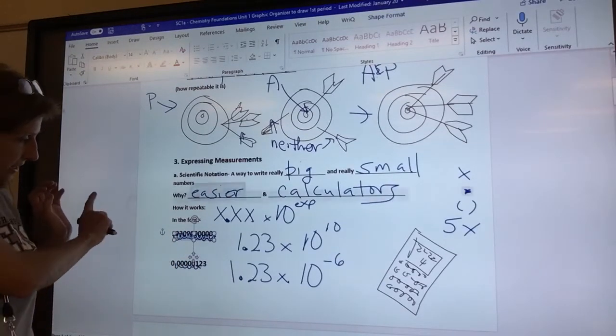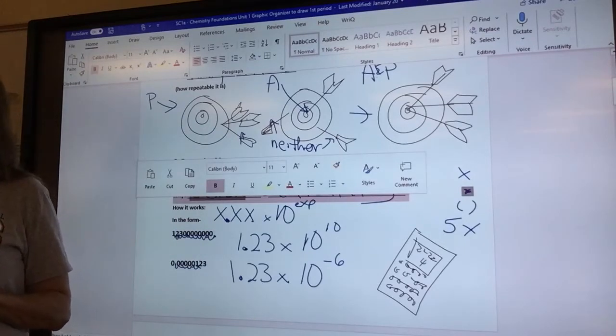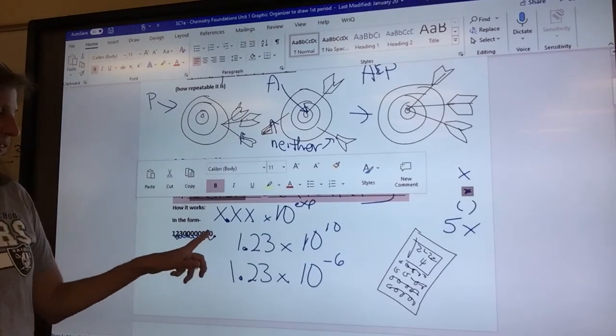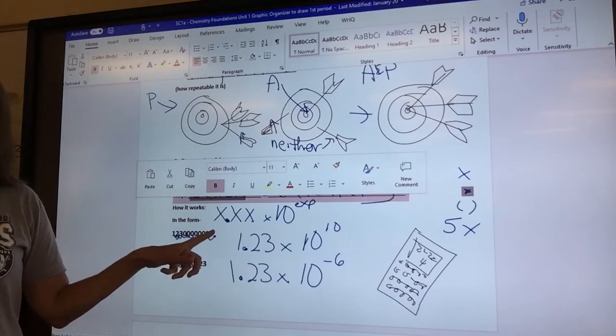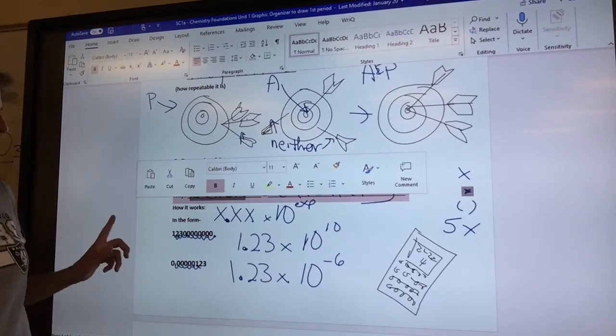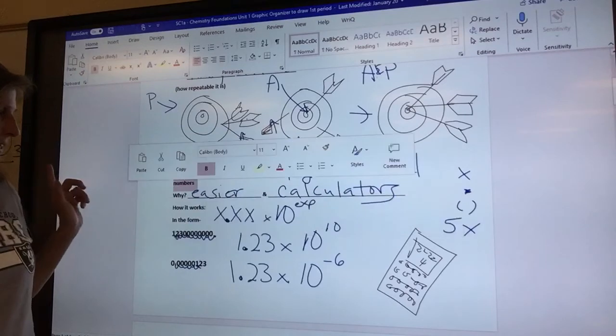1, 2, 3, 4, 5, 6, 7, 8, 9. It's getting all crazy. 10. Does everybody understand how it's 10 frog jumps for the decimal point to go from where it started to its proper place for scientific notation? Does that make sense to you?